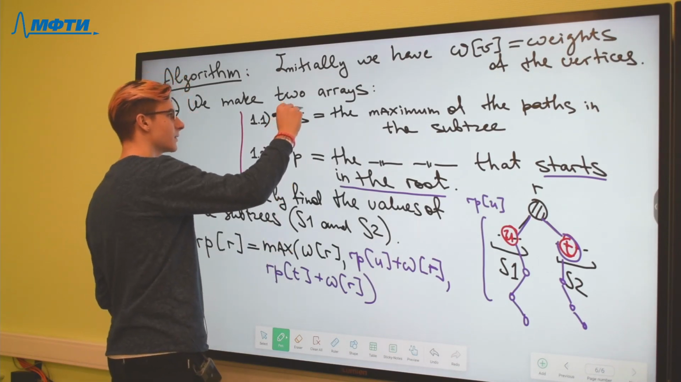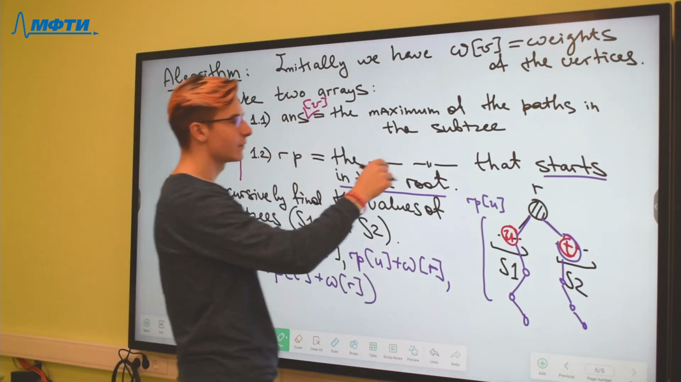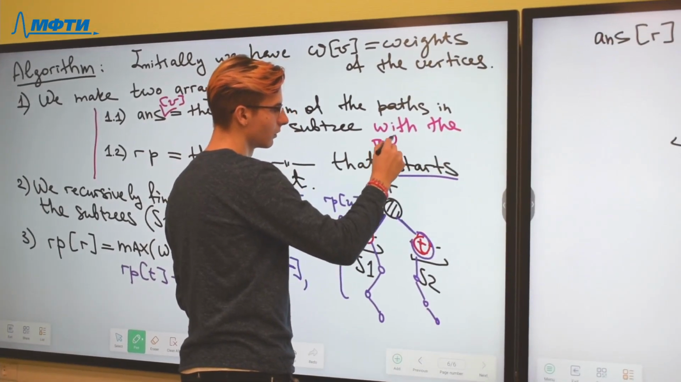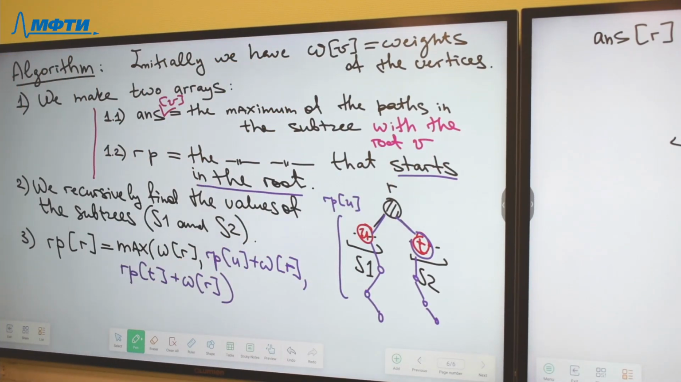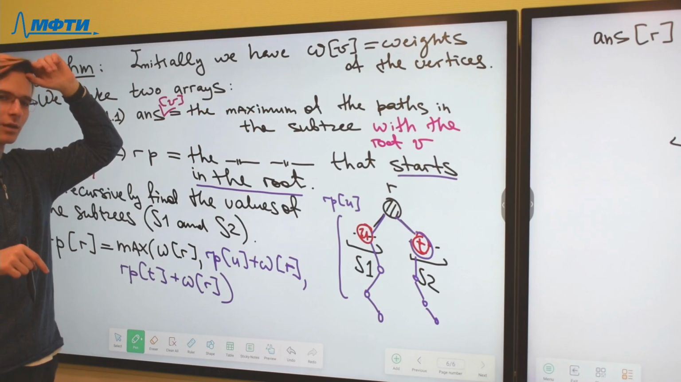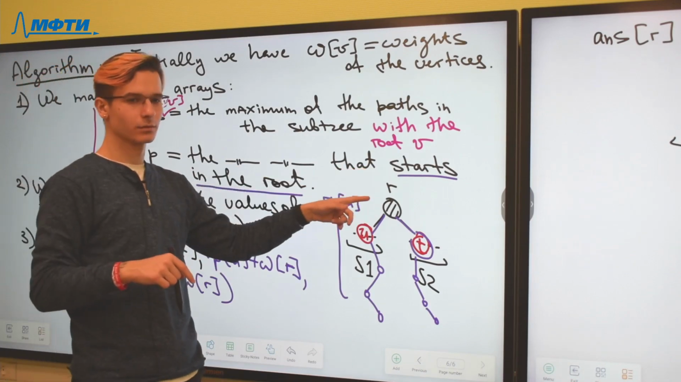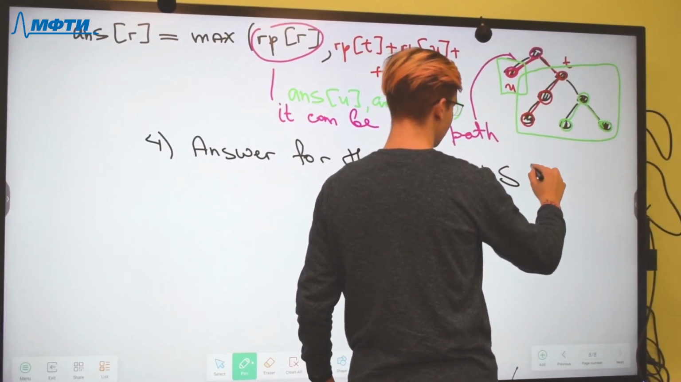I can add that ans from vertex V is the maximum of the paths in the subtree with the root V. And in which tree do we need to find the maximum of the paths? With what root? With root R. Yeah? And the answer for the task is the answer.